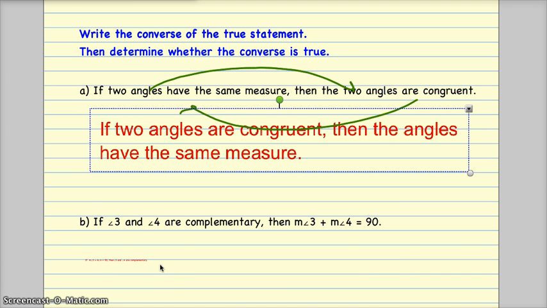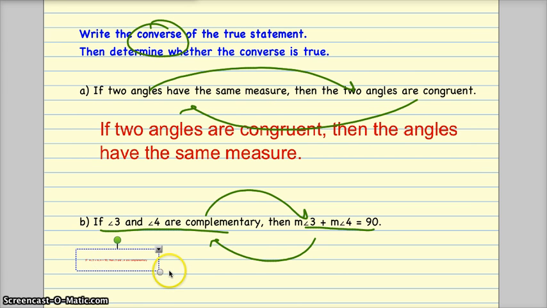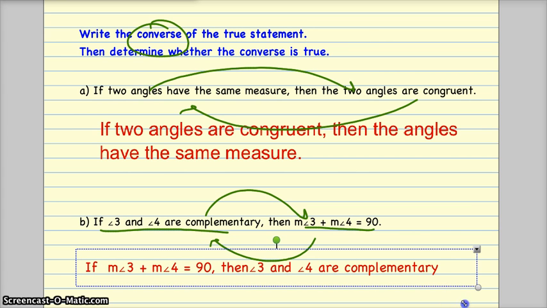Same thing. If angle 3 and angle 4 are complementary, then the measure of angle 3 plus the measure of angle 4 equals 90 degrees. If you take your hypothesis and conclusion and switch them, you have what's referred to as the converse, which would read, if the measure of angle 3 and the measure of angle 4 equal 90, then angle 3 and angle 4 are complementary. What we're going to do is take the idea of a converse and apply it to parallel lines as well.